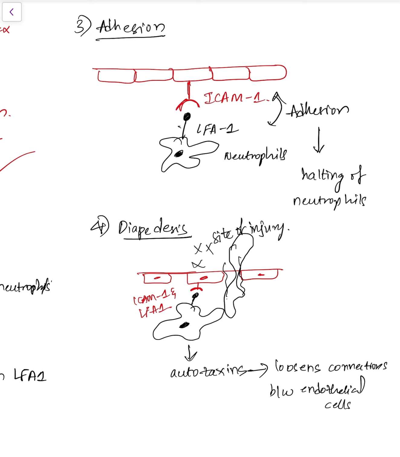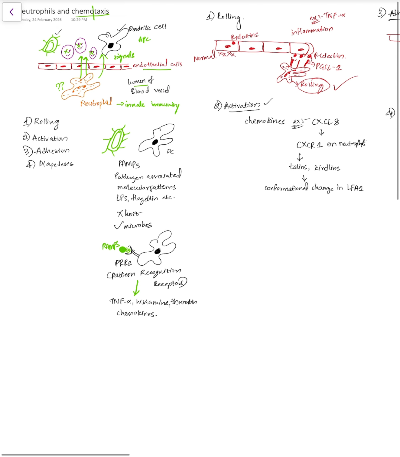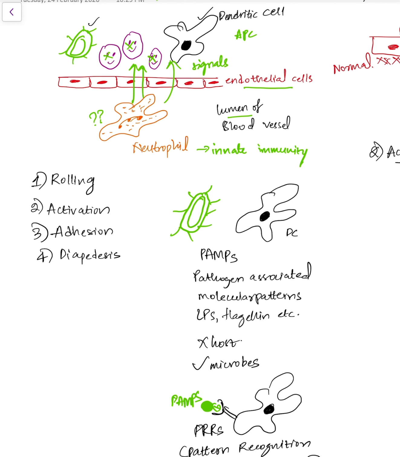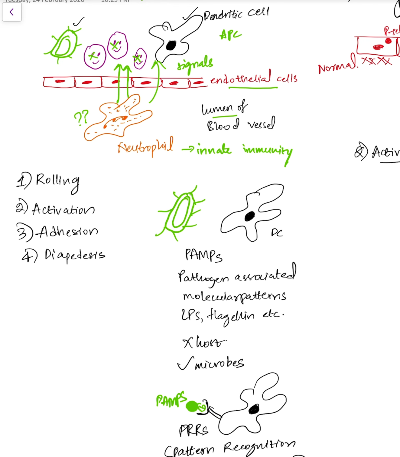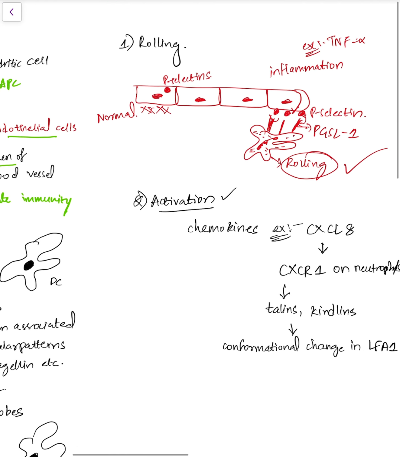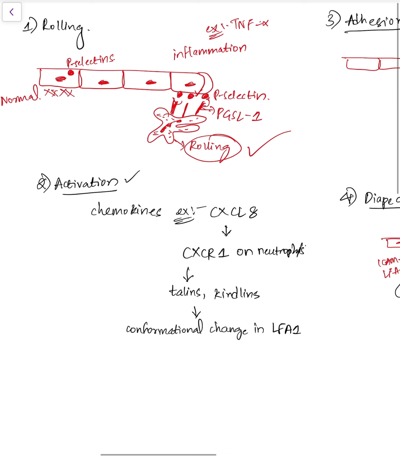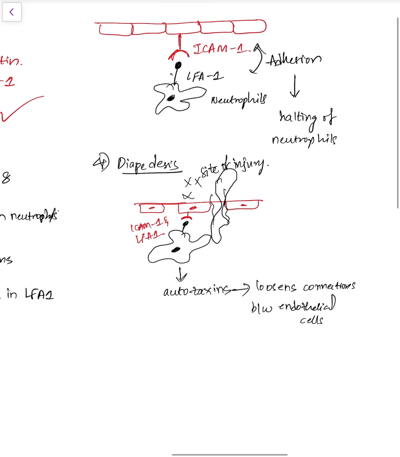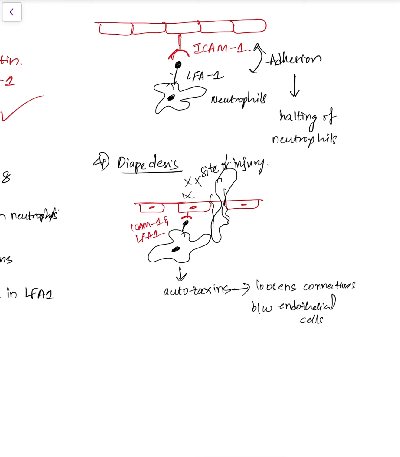So this is the broad mechanism of neutrophils and chemotaxis. There is a bacterial invasion. There is release of certain signals which lead to interaction between P-selectin and PSGL1, which slows the neutrophils down, then LFA1 halts them, and then there is diapedesis, and then the neutrophils can do their job.